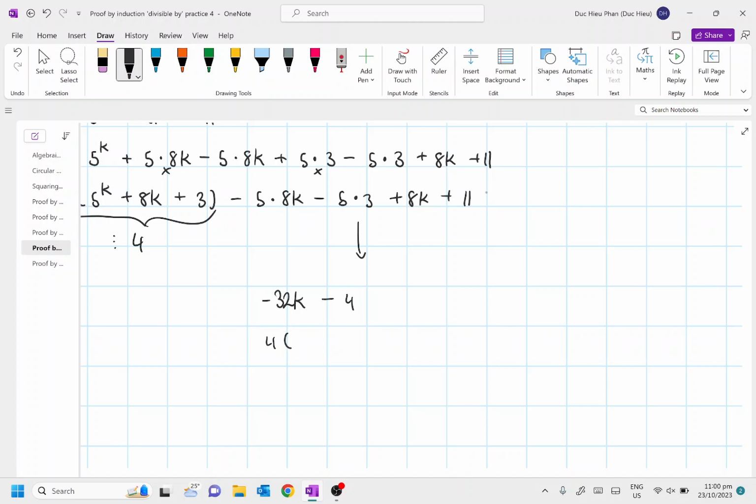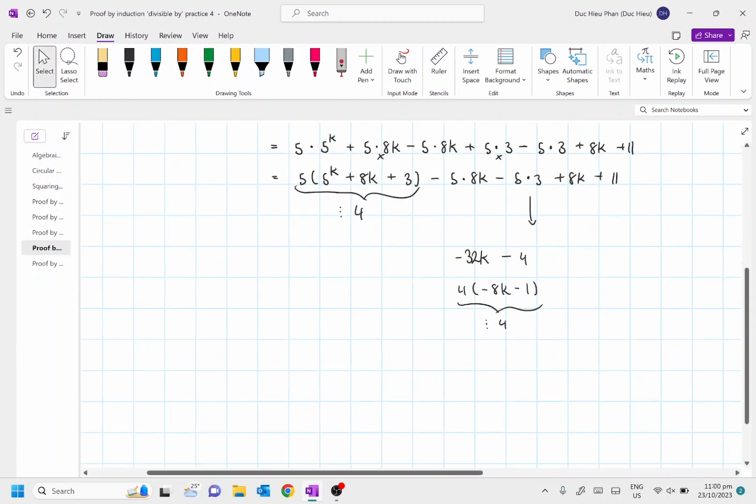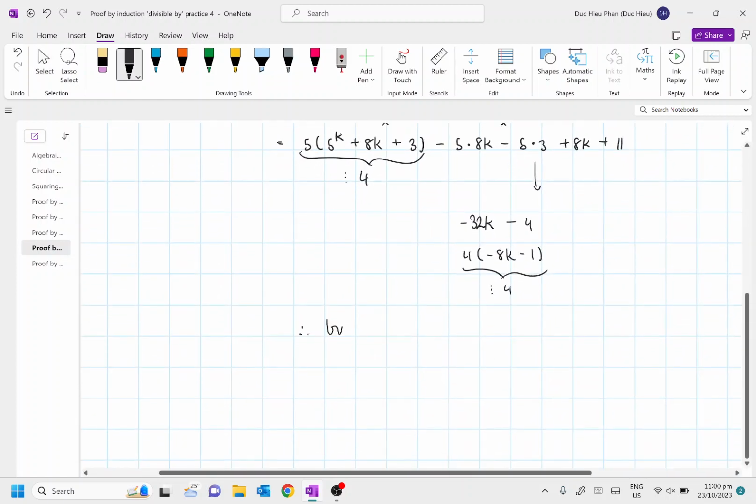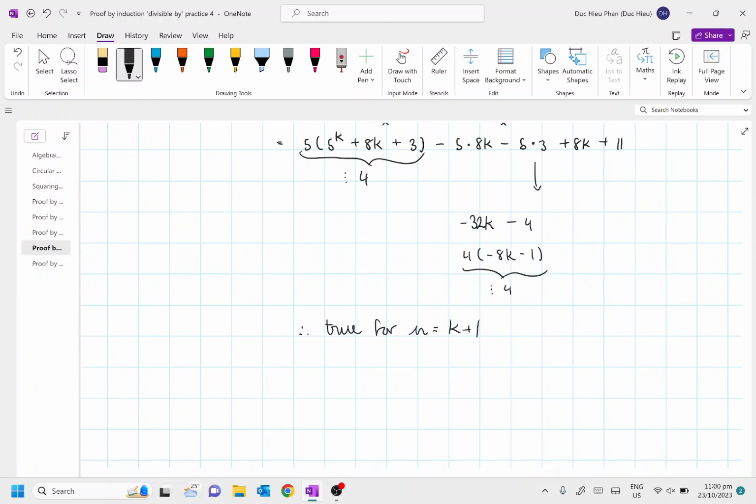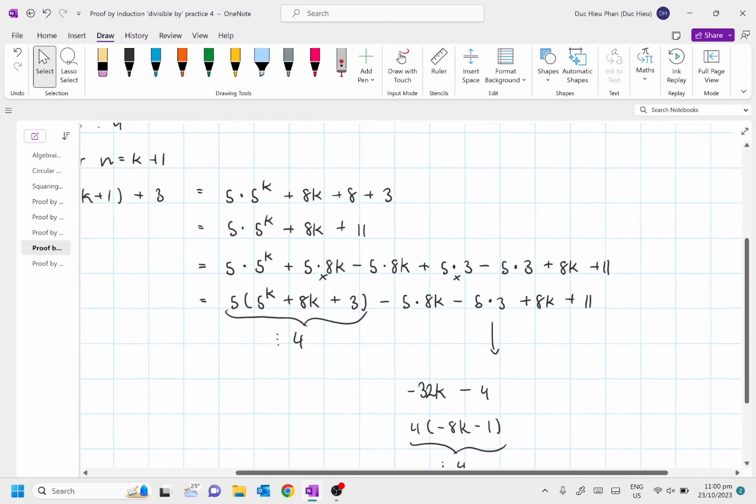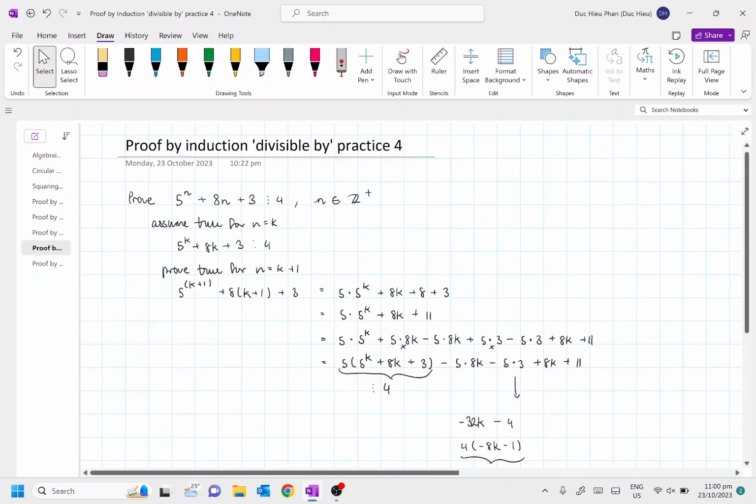And check this out. We can factorize 4 out of this. And because it's factorizable by 4, that means that it's also divisible by 4. And so we prove true for n equals k plus 1. Again, it's so cool. Just adding zeros. You never expect that to work out.